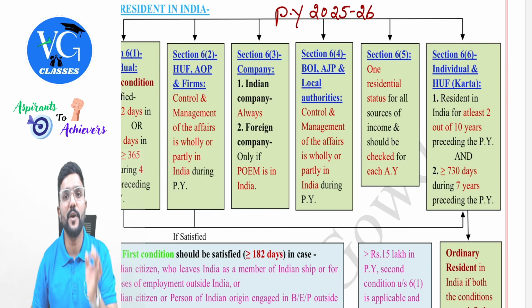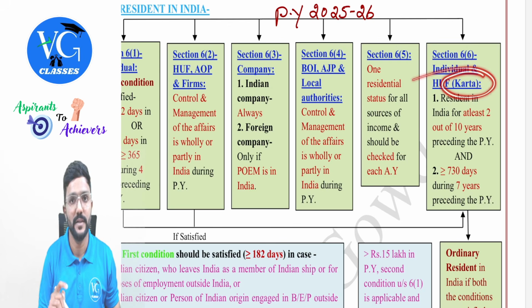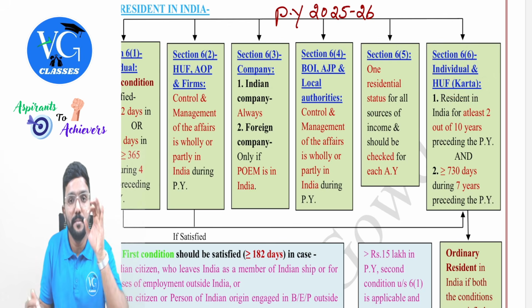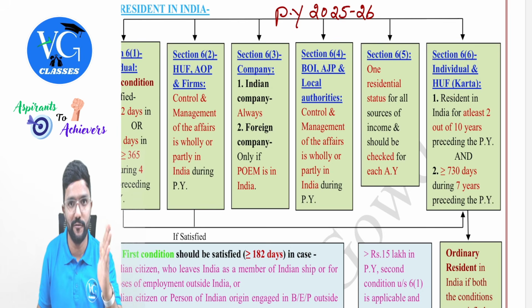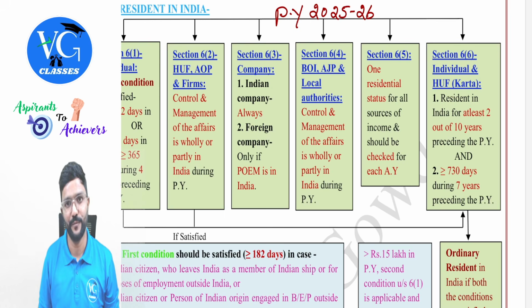But on behalf of HUF, who has to satisfy both the conditions given under section 6.6 is the Karta. Not the HUF, but on behalf of HUF, Karta. Please be careful, guys. We are deciding the residential status of HUF. But on behalf of HUF now, who has to satisfy the additional conditions? Karta, who is the head of HUF. So what are the two additional conditions, sir? It remains the same. It remains the same here, guys.